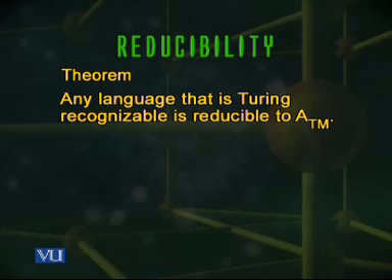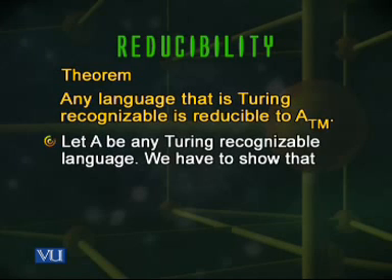What we want to prove is that any language that is Turing recognizable is reducible to ATM. Actually, the proof of this theorem is very easy. Let A be any Turing recognizable language. We have to show that A is mapping reducible to ATM. So, we're given any arbitrary Turing recognizable language, and we want to show that we can reduce this problem to ATM, and this reduction would be a mapping reduction.